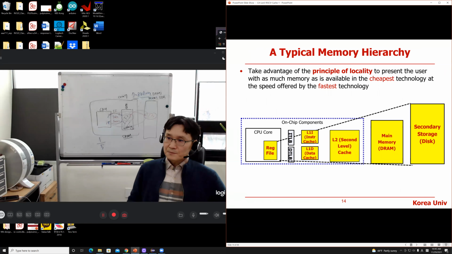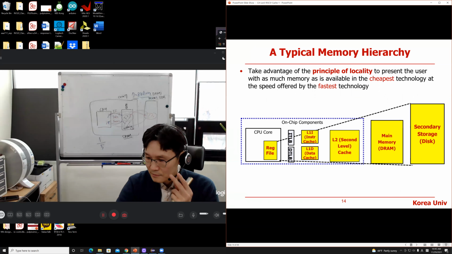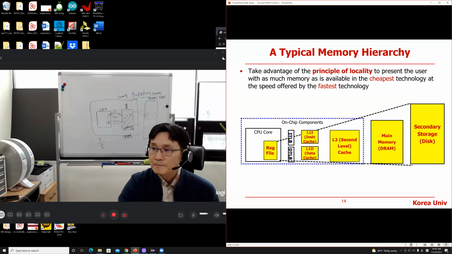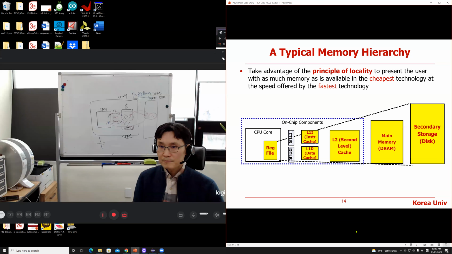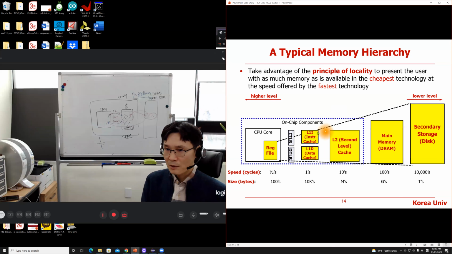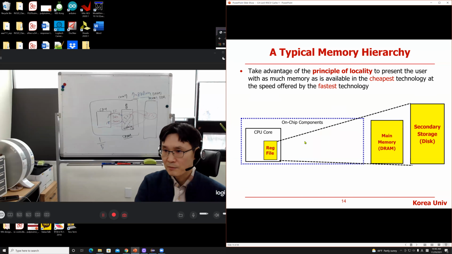Jisang, can you please? Take advantage of the principle of ability to present the user with as much memory as is available in the cheapest technology at the speed offered by the fastest technology. Okay, so what do we want to achieve? What do you want to achieve by placing a cache?